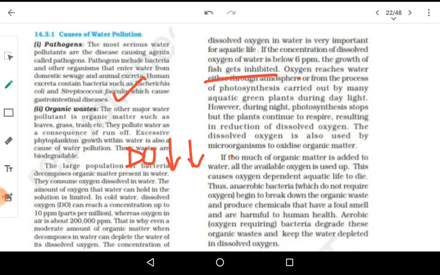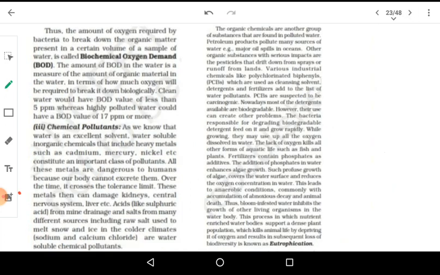Now the aerobic bacteria are helpful for us because they help in the degradation of these organic wastes, and they will help keep the water depleted in dissolved oxygen. Now we have a term which is known as biochemical oxygen demand. What is biochemical oxygen demand? It is the amount of oxygen required by the bacteria to break down the organic matter present in a certain volume of a sample of water.